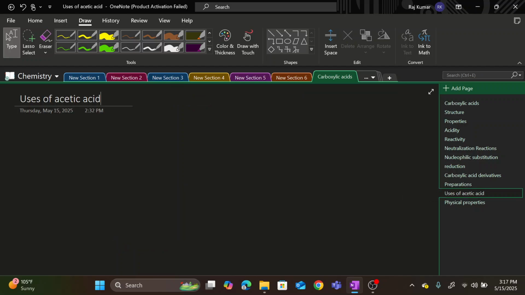Now let's move on to some important uses of an important carboxylic acid, acetic acid. Before doing that, I'm going to tell you a few important points about acetic acid. It has a boiling point of 118 centigrade, and at 17 centigrade it turns into an ice-like solid, which is known as glacial acetic acid. If you talk about its physical properties, it is a colorless liquid.